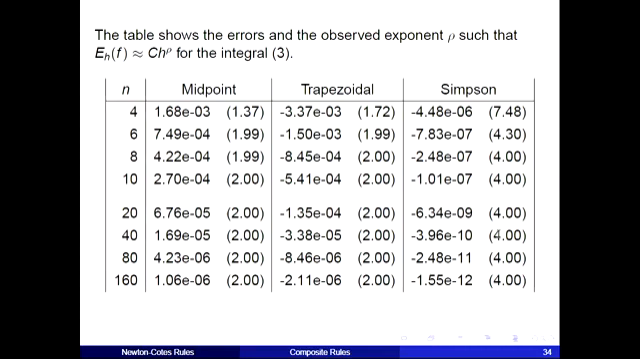The theory says the order of convergence of Simpson should be order 4. Remember the theorem. And here it should be order 2, h squared, this one should be h squared. h to the 4th should give you the correct order.